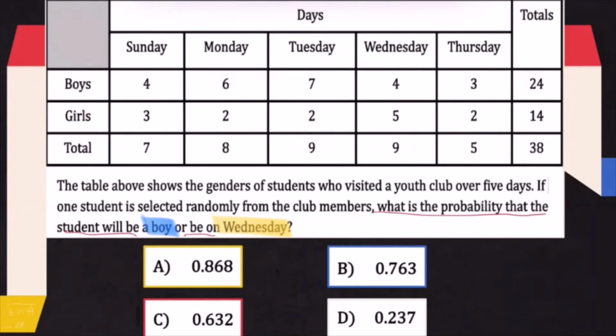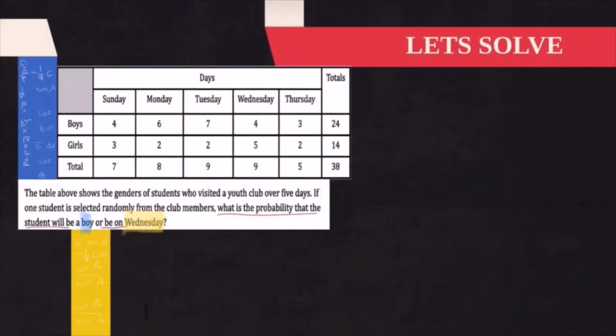Option A, 0.868. Option B, 0.763. Option C, 0.632. And option D, 0.237. Let's find out the correct option. At first, find the probability of a boy or Wednesday. Probability of boy or Wednesday.